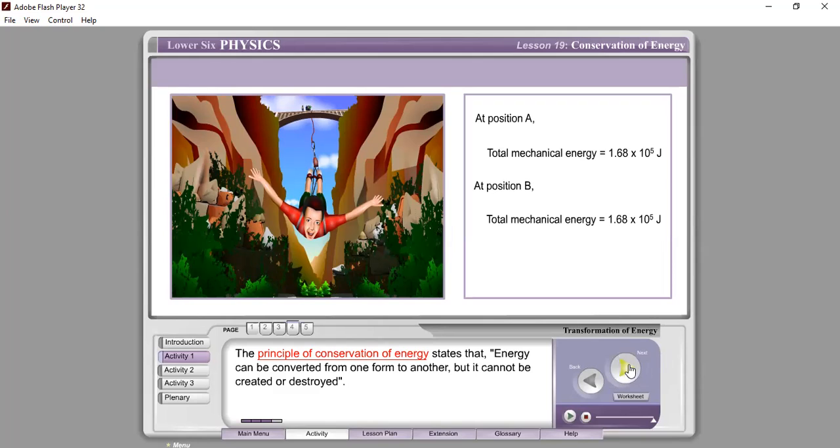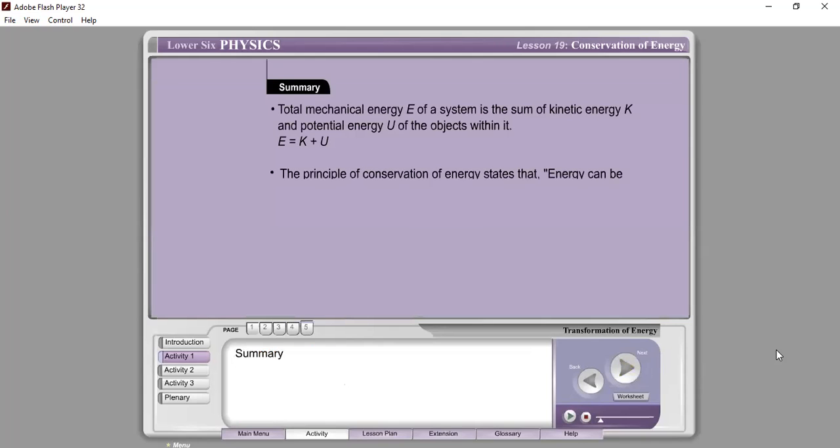Total mechanical energy, E, of a system is the sum of kinetic energy, K, and potential energy, U, of the objects within it. E equals K plus U. The principle of conservation of energy states that energy can be converted from one form to another, but it cannot be created or destroyed.